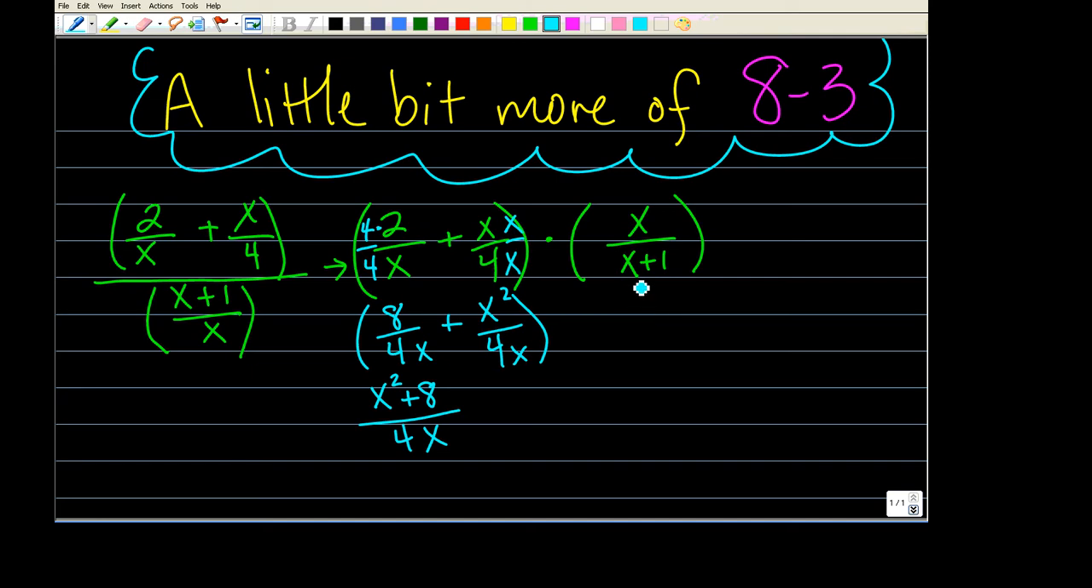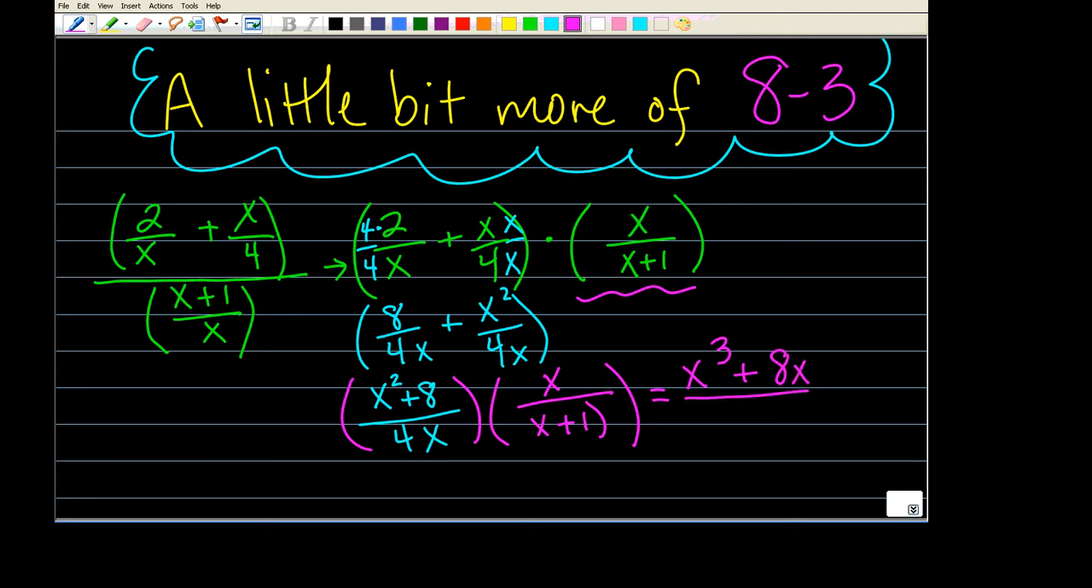Now we can add, or multiply that times x plus 1. And remember, when we're multiplying, we don't have to do a common denominator. And when we're multiplying fractions, we just multiply straight across. So x squared times x is x cubed. And 8 times x is just 8x over, so 4x times x is 4x squared, and 4x times 1 is 4x.